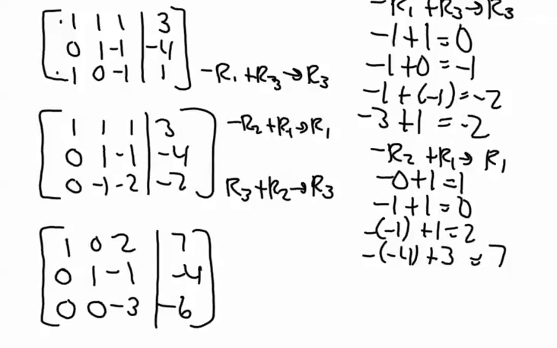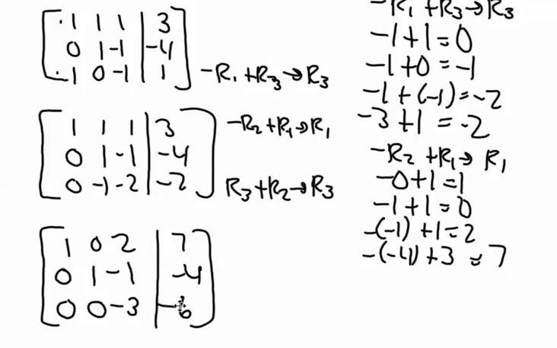So doing the row operations for this, -R2 plus R1 gives me 1, 0, 2, and 7. So there's my new first row. Then R3 plus R2: 0 plus 0 is 0, 1 plus -1 is 0, negative 1 plus negative 2 is negative 3, and negative 4 plus negative 2 is negative 6.